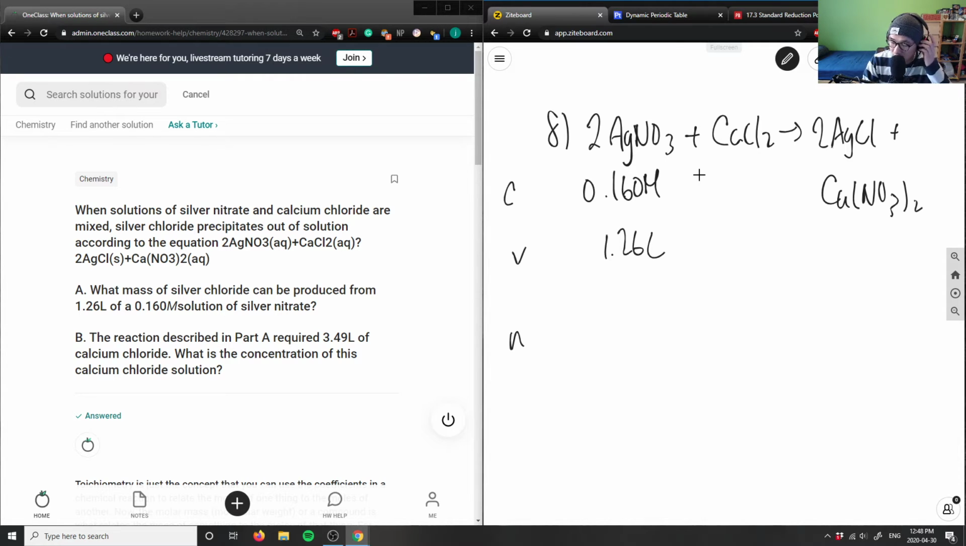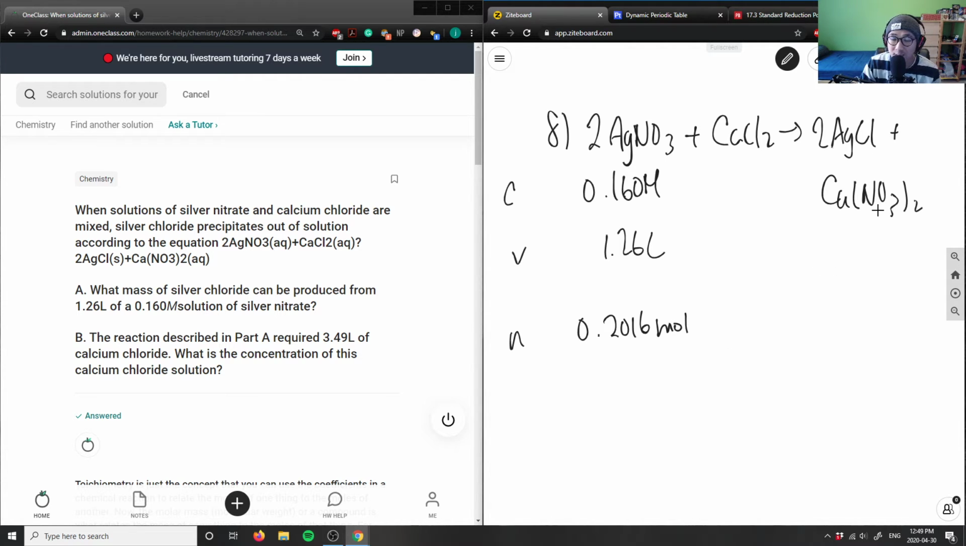Moles is simply C times V here, right? Because the concentration is moles divided by volume, which means moles is 0.160 times 1.26 here. So it's multiplication, right? That gives me 0.2016 moles of solution here. And again, as you can see, my coefficient is 2 for silver nitrate and 2 for silver chloride here, right? Which means my mole ratios here are exactly the same.